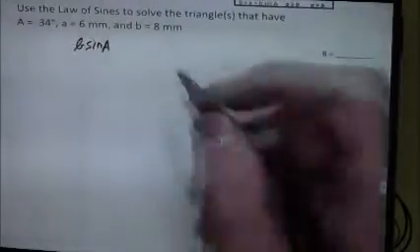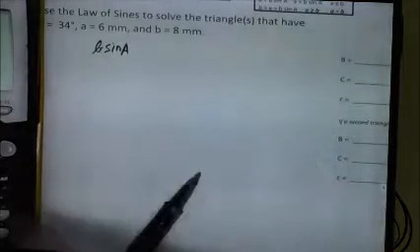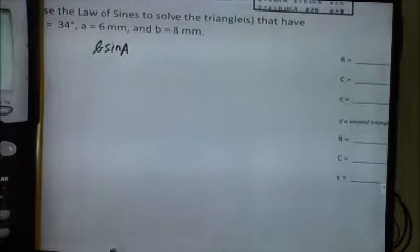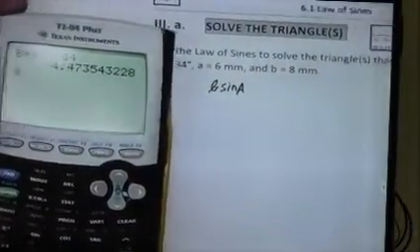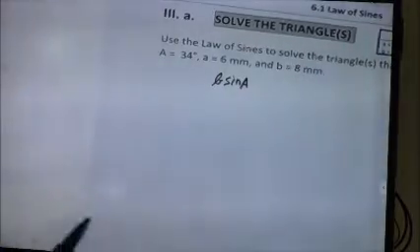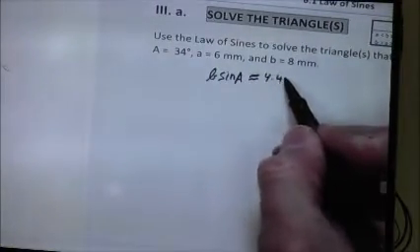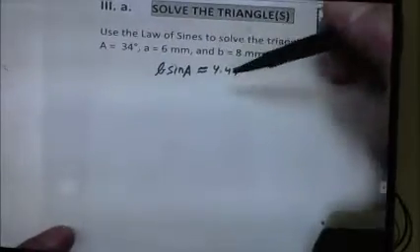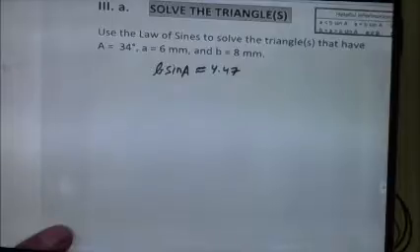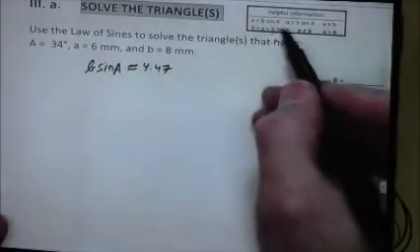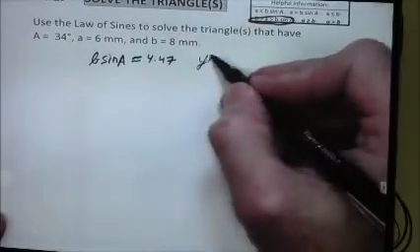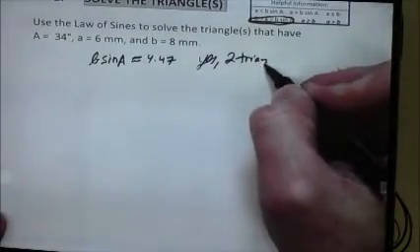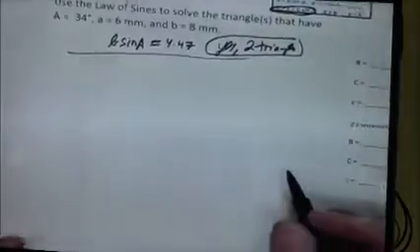So we know that B is 8 and A is 34. So 8 times the sine of 34 gives me 4.4735, so 4.47, good enough, is approximately 4.47. So I see that this is smaller than A, which is smaller than B, and that tells me, let's see, that was this one right here, and that's the one on the front page that tells you it's 2 triangles. So yes, we have 2 triangles. So we now know that.